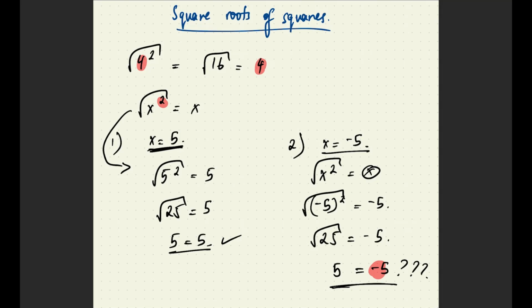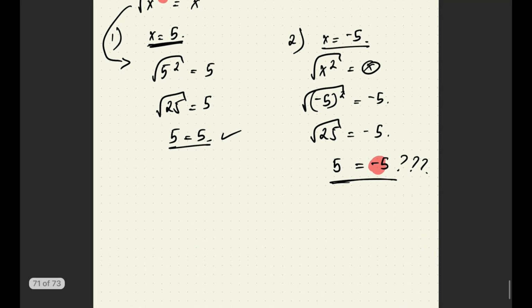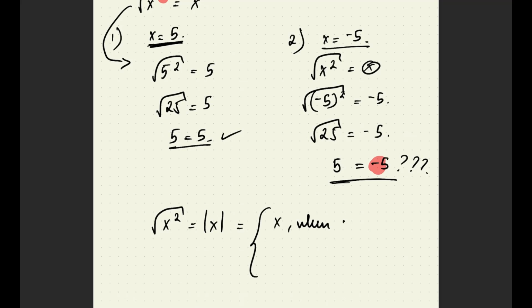Rather than saying this, what is actually true when we have square roots of squares is that the square root of x squared is equal to the absolute value of x. We know the absolute value of x is equal to x when x is greater than or equal to 0, or it's equal to minus x when x is less than 0. So now let's see if this statement is actually true using the same two examples.